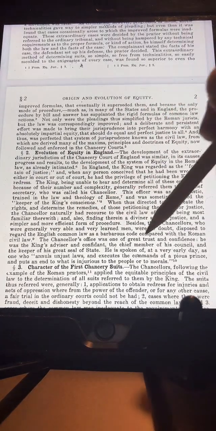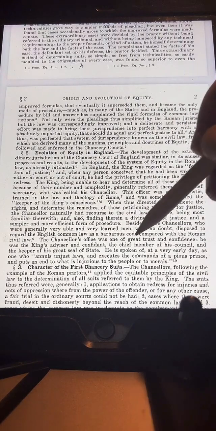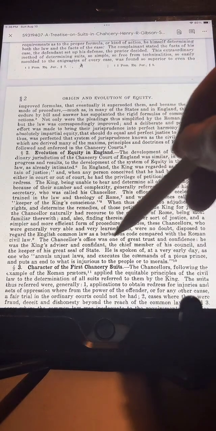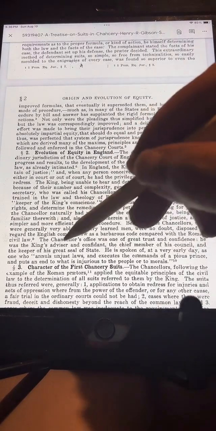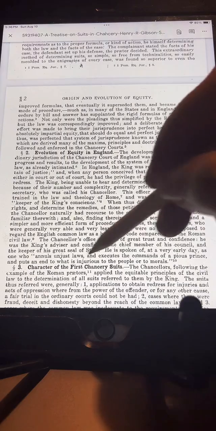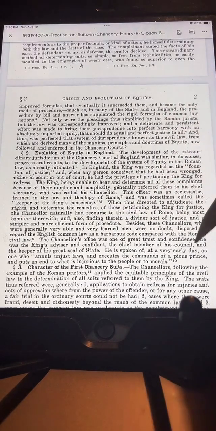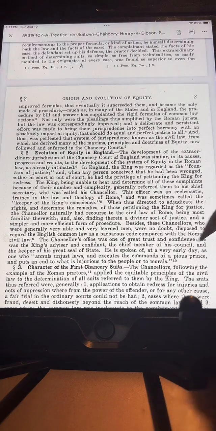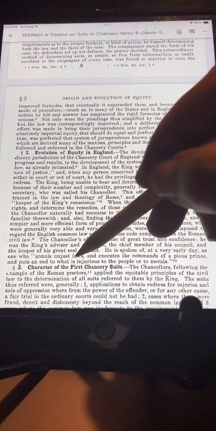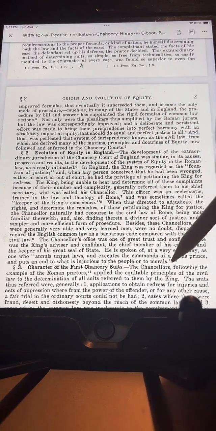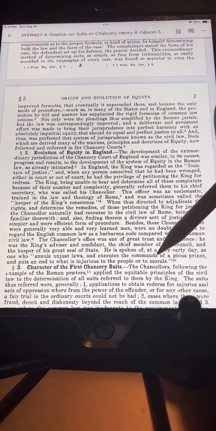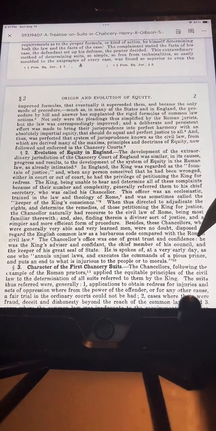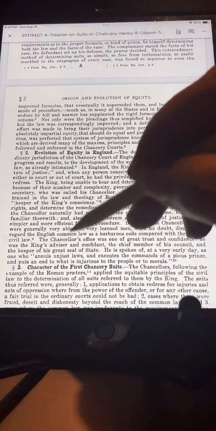The chancellor's office was one of great trust and confidence. One of great trust, right? See how everything's starting to fall in place? He was the king's advisor and confidant, the chief member of his council and the keeper of his great seal of the state, right? When you're dealing with a trust, don't you have to have a seal? He is spoken of at a very early day as one who annuls unjust laws and executes the commands of a pious prince and puts an end to what is injurious to the people or to morals, right? So equity deals with morality. Equity deals with morality, trust, civics, ecclesiastic law, and is done by the conscience.